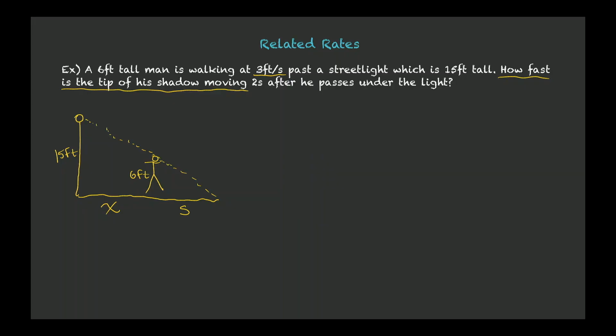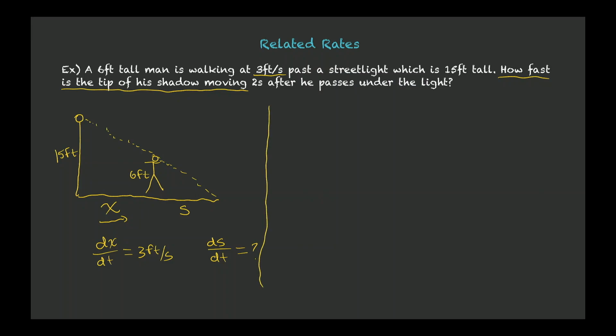So going back to the rates of change in the problem, it says that the man is walking at 3 feet per second. So that's how quickly x is changing, or dx/dt is equal to 3 feet per second. It's asking us about how fast the shadow is moving. So it's asking us what is ds/dt. So ds/dt is question mark. Now it's actually not quite asking about that in this problem, which we'll see at the end of the problem, but we'll get to that again at the end.